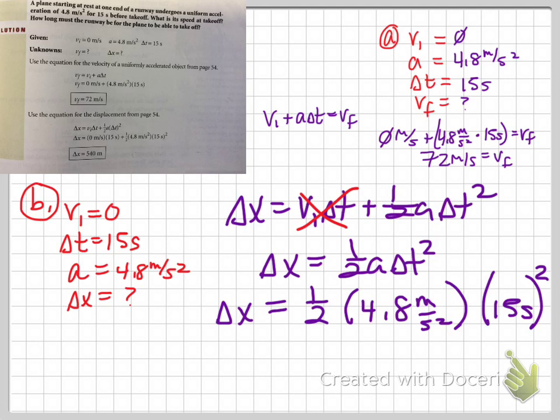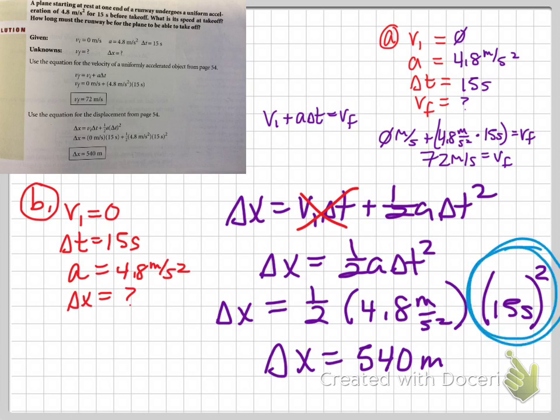To plug in, we're going to get 1/2 times 4.8 meters per second squared times 15 seconds squared. Dimensional analysis, we've got meters per second squared times seconds squared. Lo and behold, that gets us meters. We're looking at a displacement. That's convenient. Delta x equals 540 meters. So two things to be aware of. Most common mistake on this kind of problem, by far, is forgetting to square time.